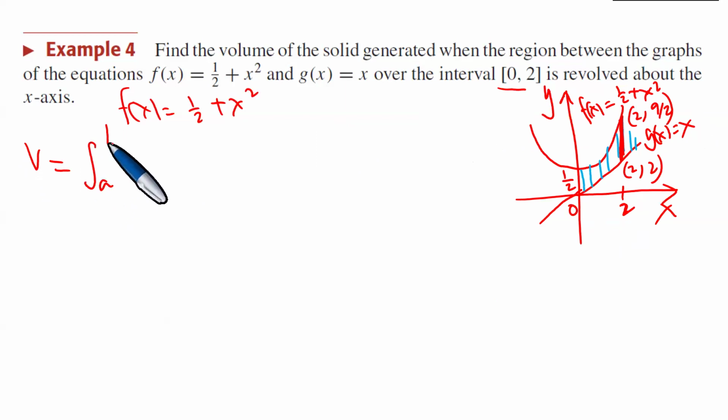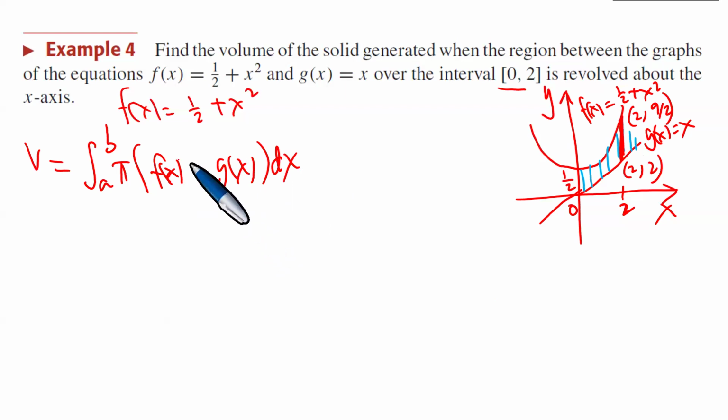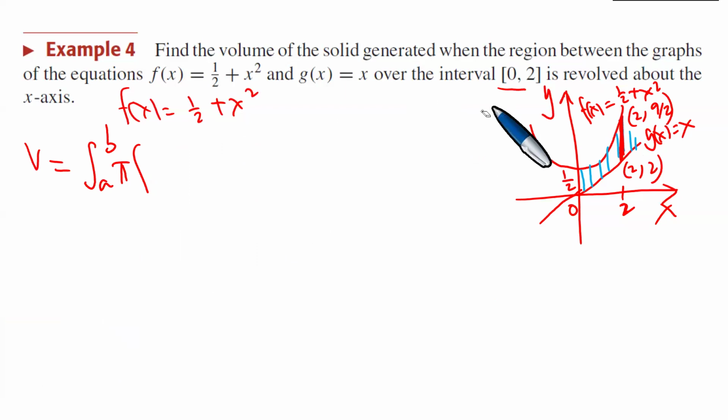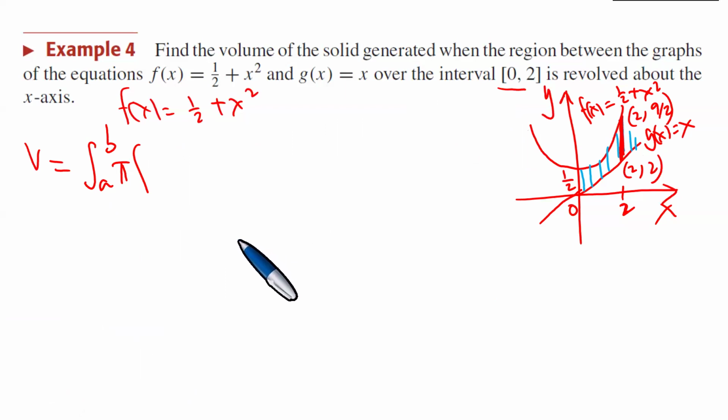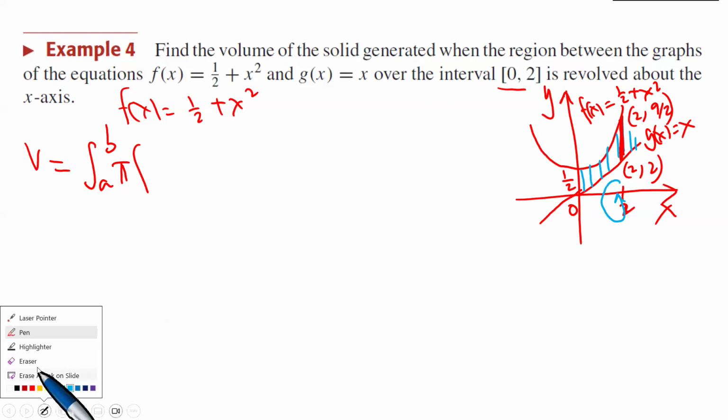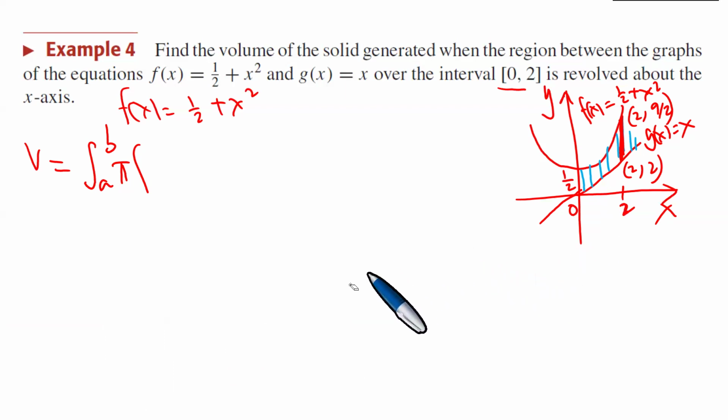The volume becomes the integral from a to b of pi times f of x minus g of x, squared, dx. Can write it nicely. You revolve this one about the x-axis, and if you do revolve it about the x-axis, you're going to revolve it like this, just like that. And when you do, you're able to get some interesting stuff.